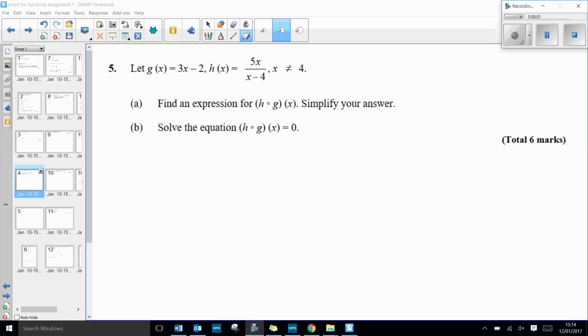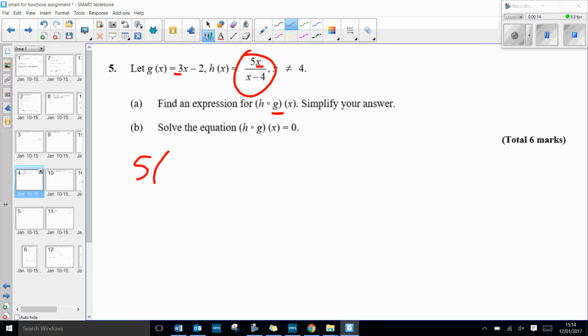So for H of G, we're putting G into H. So we take the expression for H. Instead of writing the letter x, we're going to write this expression here. And instead of writing this letter x, we're going to do the same. Now we're going to expand.